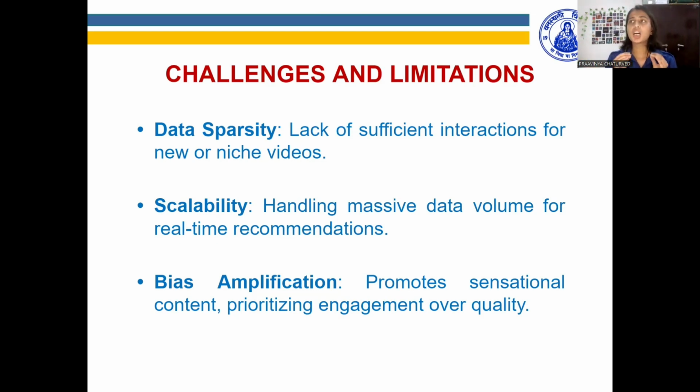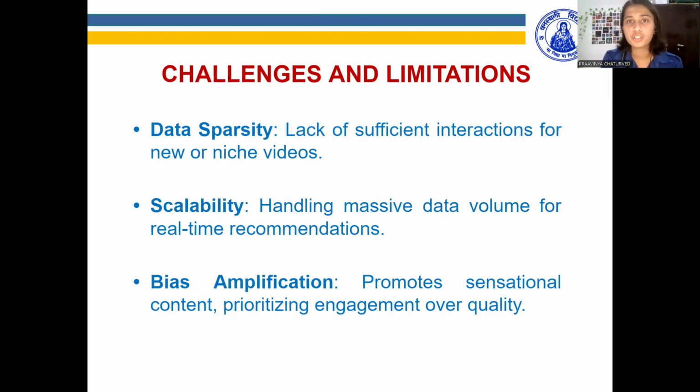Next is bias amplification, which is a very important point. That is, most of the time, the YouTube recommendation system promotes sensational content. That is the content which has more engagement, more likes, more watch time, more shares, or anything like that. And thus, it prioritizes engagement over quality. Those videos actually might not be that good, but since they have so much engagement, they are getting more watch time, more views, and more recommendations. So these are the limitations.